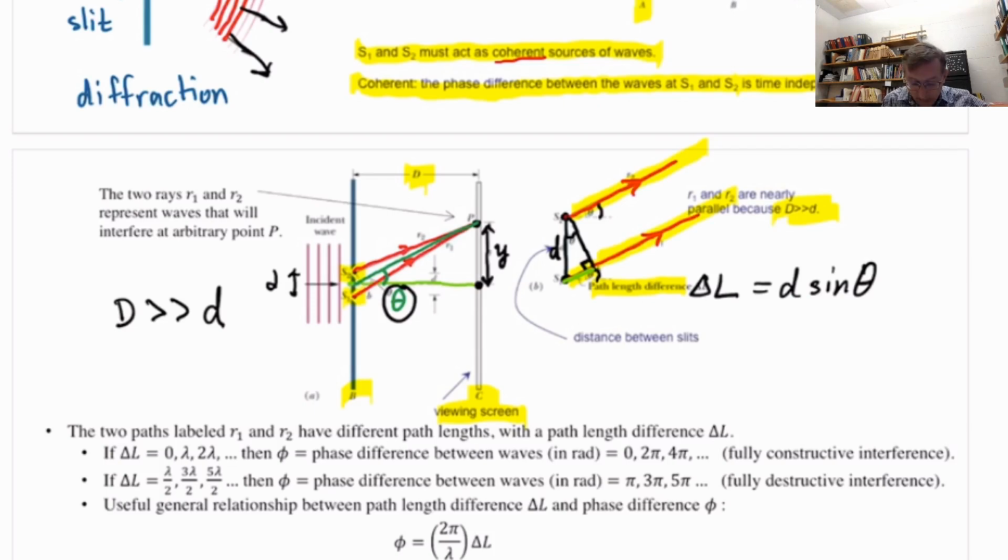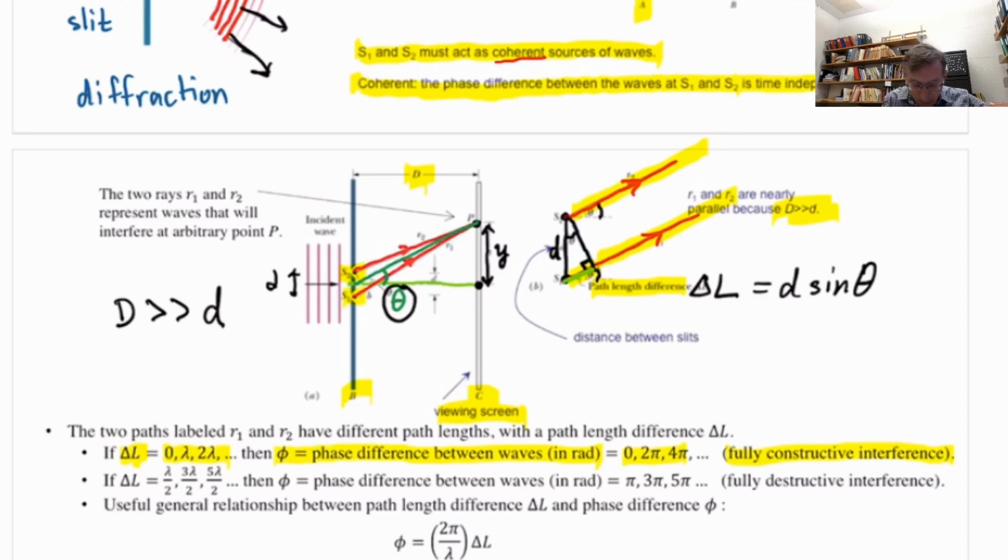Suppose you're at point P, and the delta L, the path length difference, is an integer multiple of the wavelength of the light: 0 times lambda, 1 times lambda, 2 times lambda, 3 times lambda, etc. Then it turns out the phase difference phi between the two light waves at point P in radians will be 0 if delta L is 0, 2 pi radians if delta L is lambda, 4 pi radians if delta L is 2 lambda, etc. And then the two waves will be lined up crest to crest, and you'll get fully constructive interference at point P.